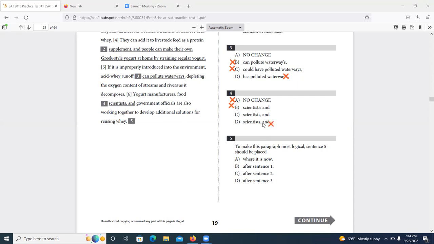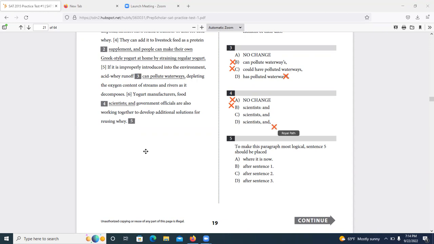And then I know D is wrong because the comma goes before the and, not after it. Even though there is a comma before the and here, we're still not going to put a comma after our and. So yogurt manufacturers, comma, food scientists, comma, and government officials are also working together to develop additional solutions for acid whey. Yes, sir.